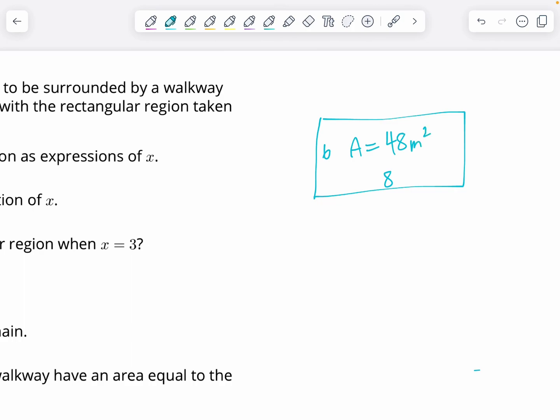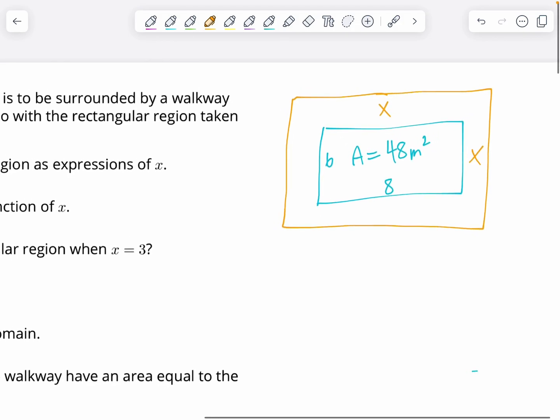And then it's surrounded by a walkway. So the walkway is going to go on all 4 sides. And this walkway has a width of x. So it's going to be x meters on every single side of the pool.